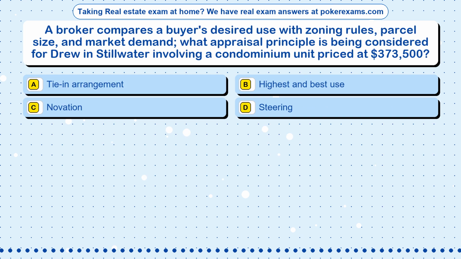Question 66. A broker compares a buyer's desired use with zoning rules, parcel size, and market demand. What appraisal principle is being considered for Drew in Stillwater involving a condominium unit priced at $373,500? Option A, tie-in arrangement. Option B, highest and best use. Option C, novation. Option D, steering.